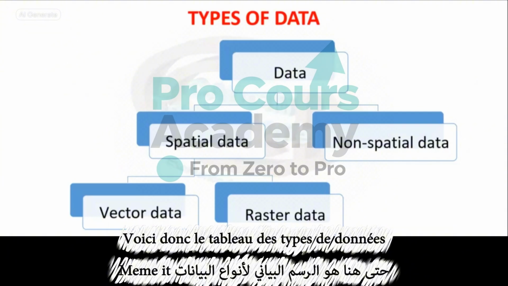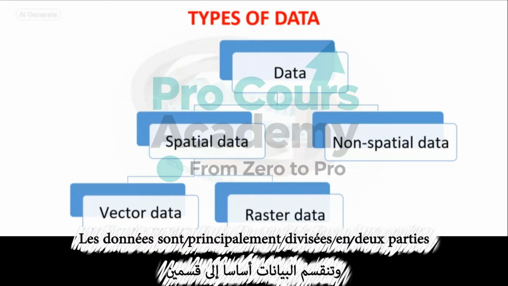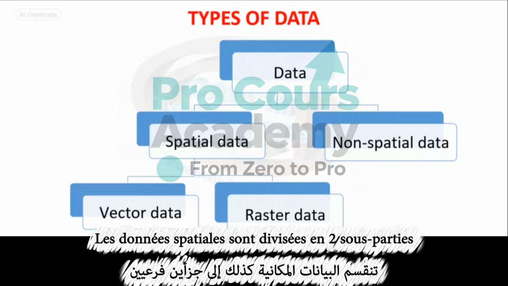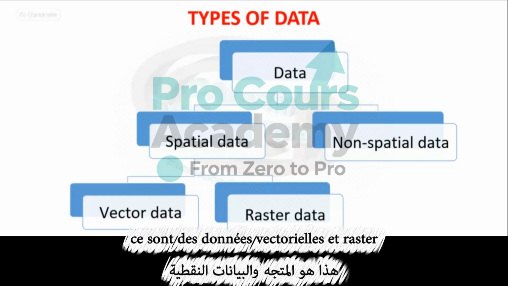So here is the chart of types of data. Data is mainly divided into two parts, spatial data and non-spatial data. Spatial data is further divided into two subparts, that is vector and raster data.